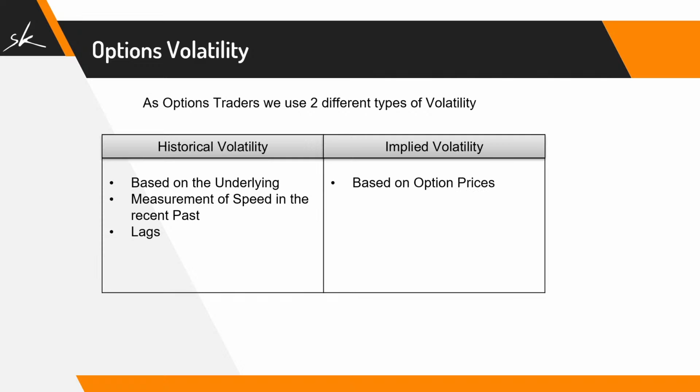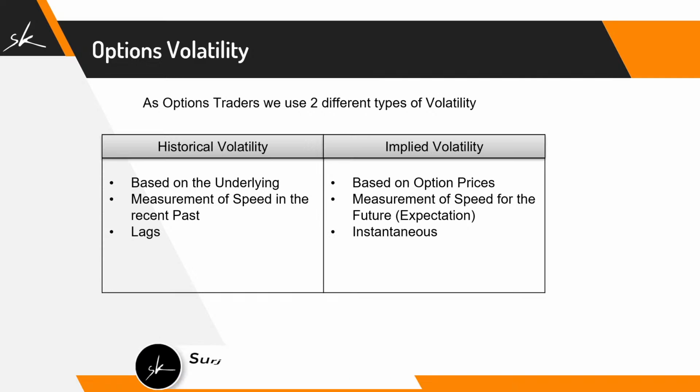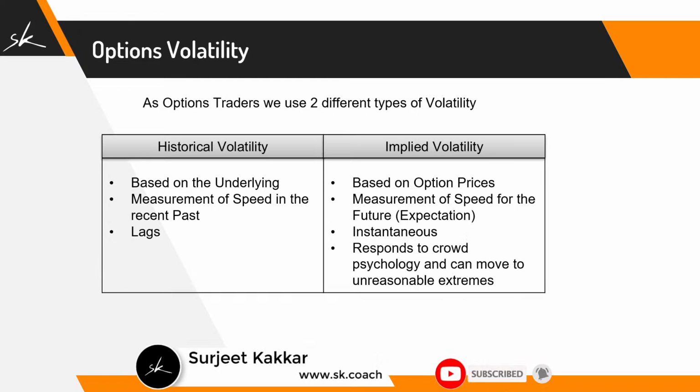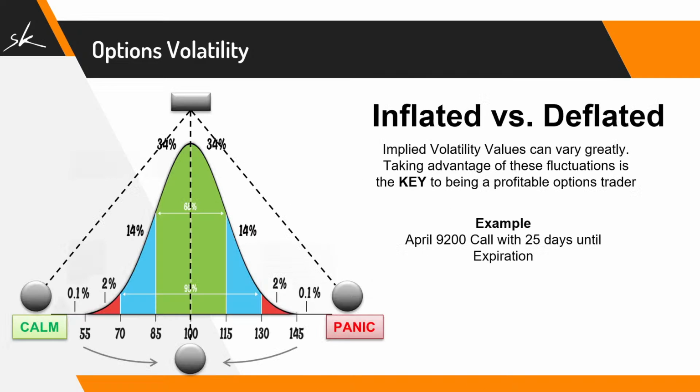Now, when it comes to implied volatility, this is not based on the underlying, this is based on the options price. This is the measurement of speed for the future. So, this is basically telling you what the crowd is expecting might happen in the future. That is what the implied volatility tells us. And this is instantaneous because it reacts to crowd psychology, and because it reacts to crowd psychology, it can move to unreasonable extremes.